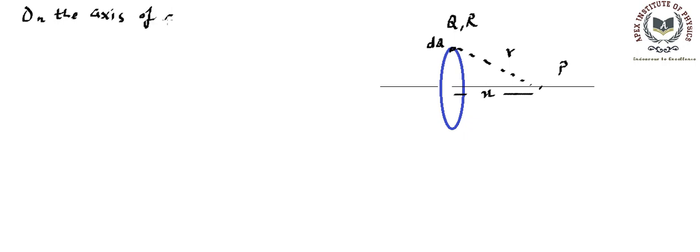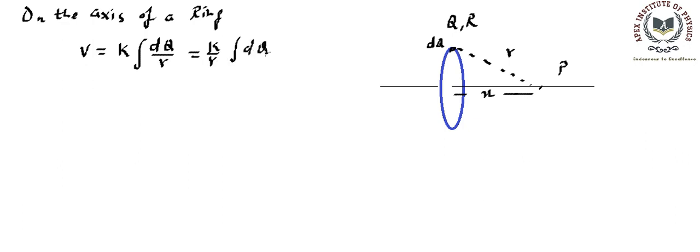So on the axis of a ring, the electric potential V is equal to K integration dq upon r. Here we can take this r outside, so it becomes K upon r integration dq. Hence the answer will become V is equal to K times total charge upon r. Again, this will not depend on whether the charge is uniformly or non-uniformly distributed. So for all types of distributions the answer will remain this.